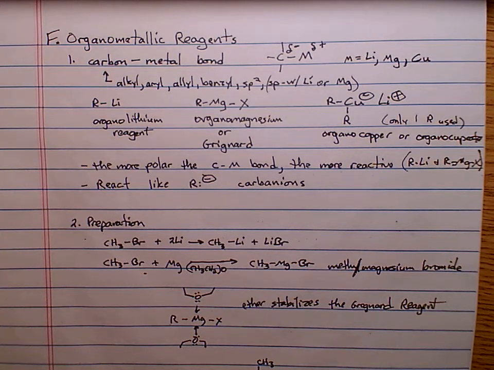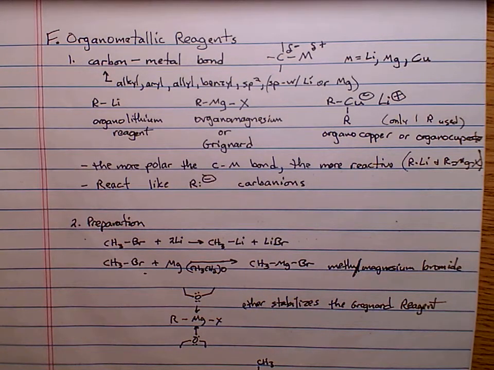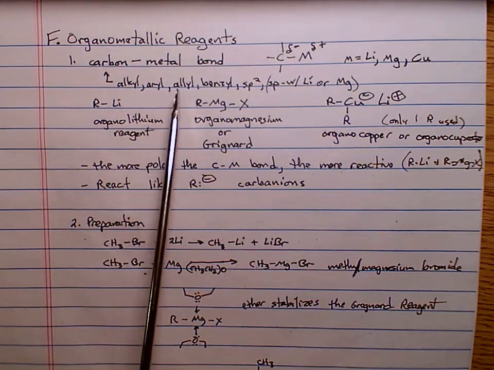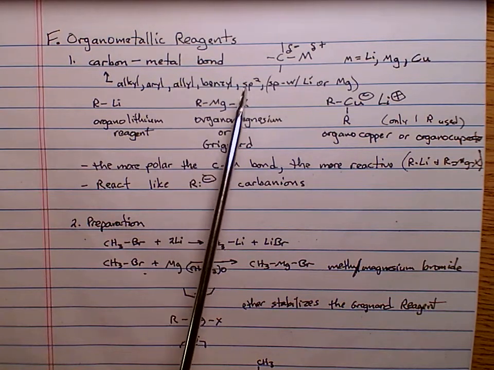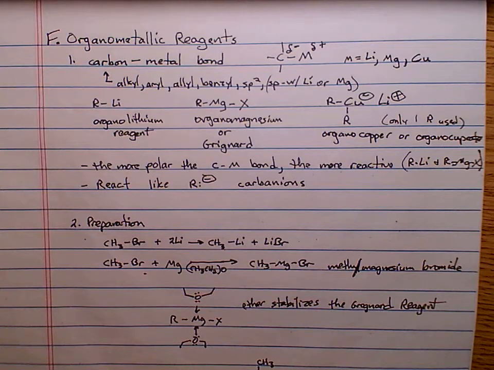Most of the time, up to this point, we've been dealing with partially positive carbons because they've had oxygens on them, or chlorines, or carbonyls. We've had partial positive carbons. Now we're dealing with partial negative carbons, carbons that are much more carbanion-like than carbocation-like. And especially if we have alkyl, aryl, allyl, benzyl, or sp2 hybridized carbons, these work really nicely.